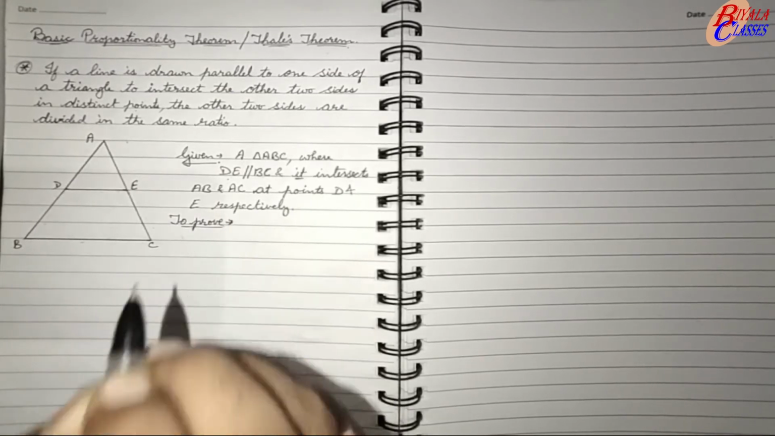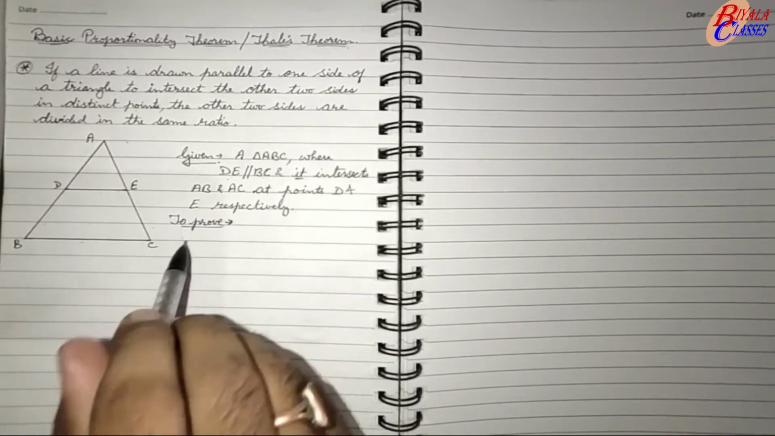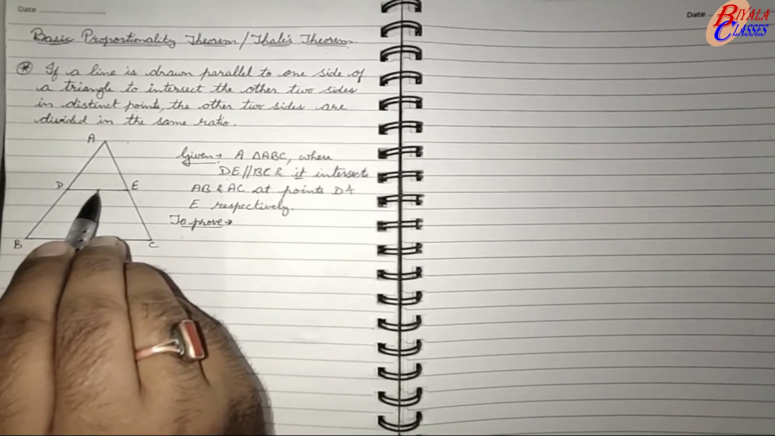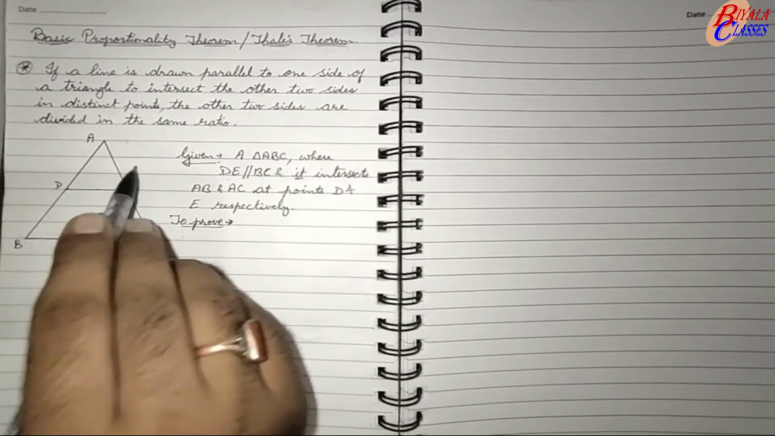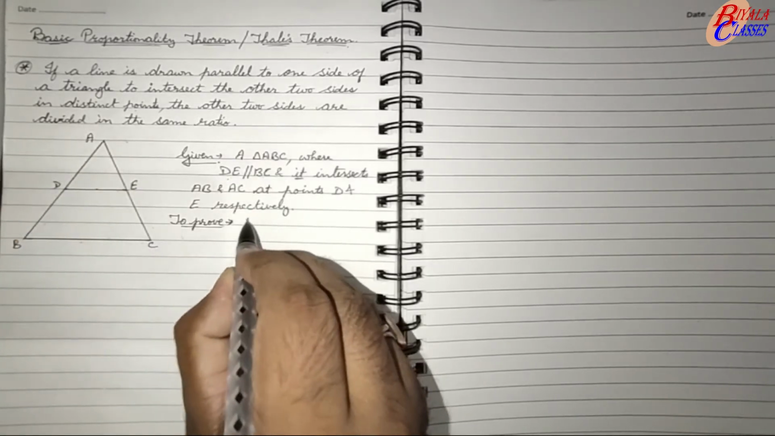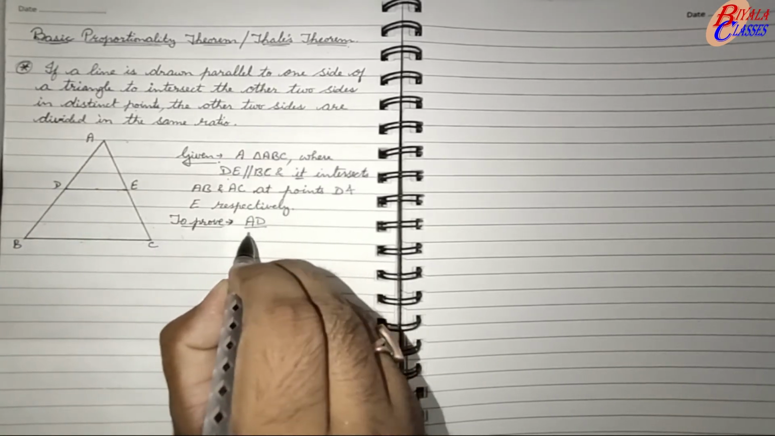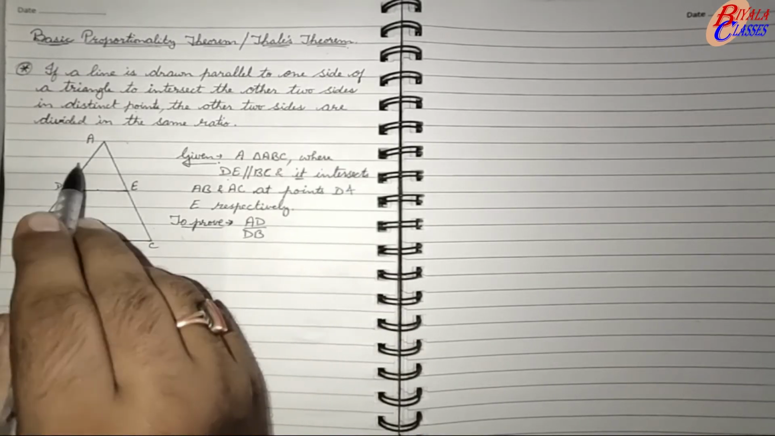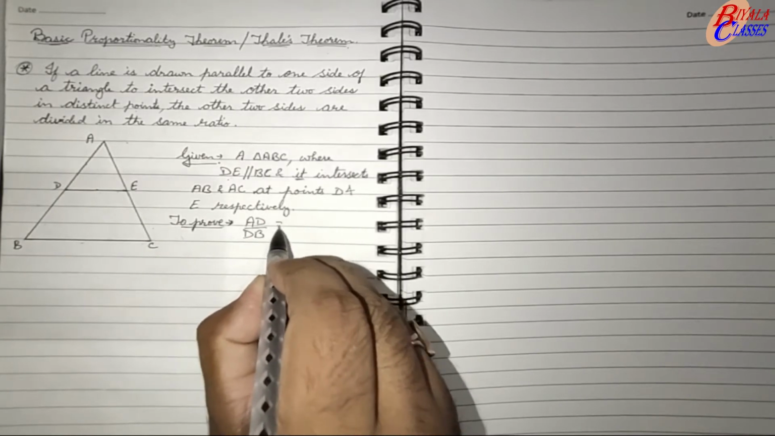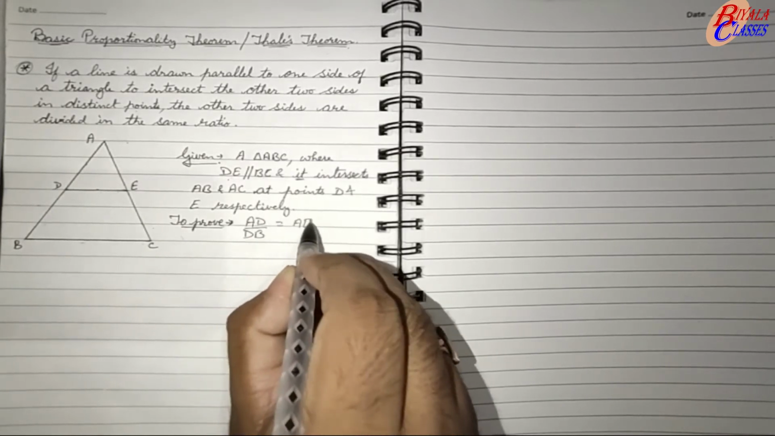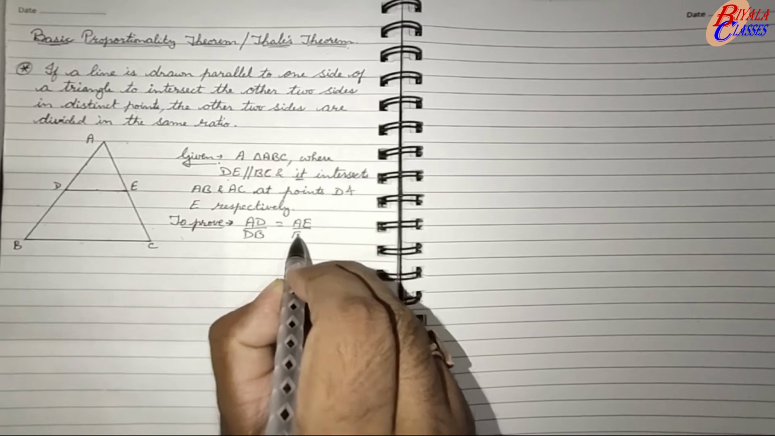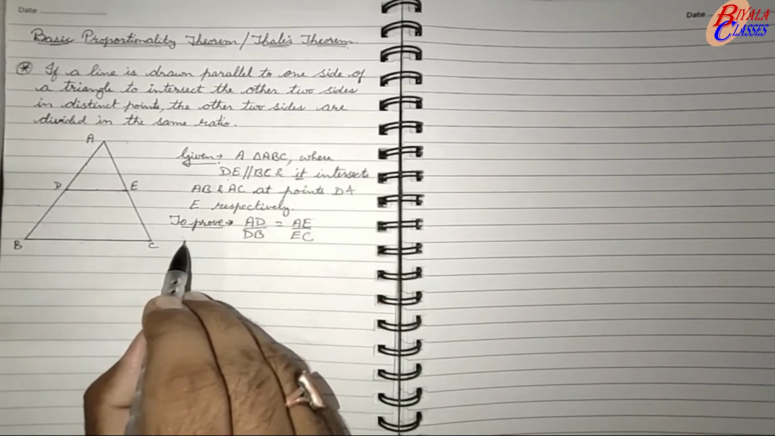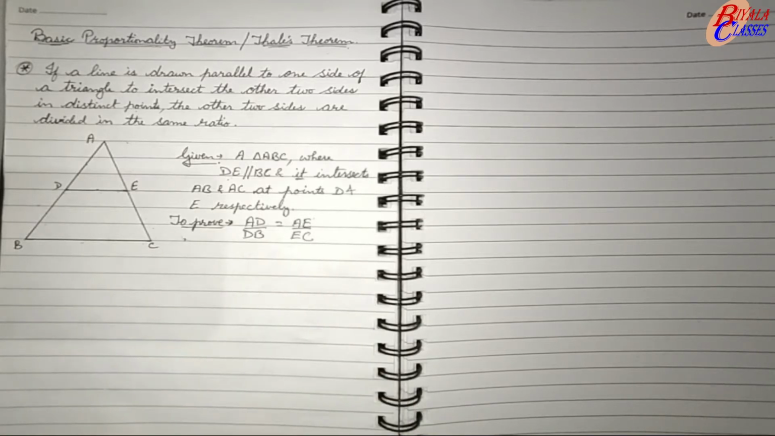Now we have to prove this theorem, so I am just writing what is to prove. What we have to prove is that this line which is drawn divides the other two sides in the same ratio, that is AD upon DB, the ratio of the two parts of side AB, is the same as the ratio of the two parts of side AC, so it is AE upon EC. This is what we have to prove.